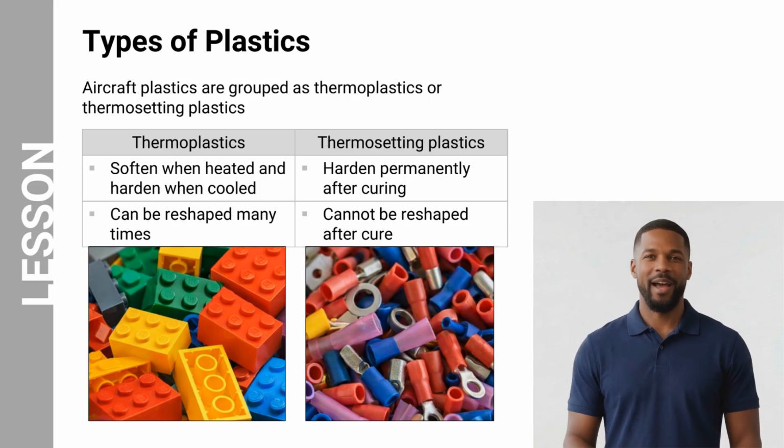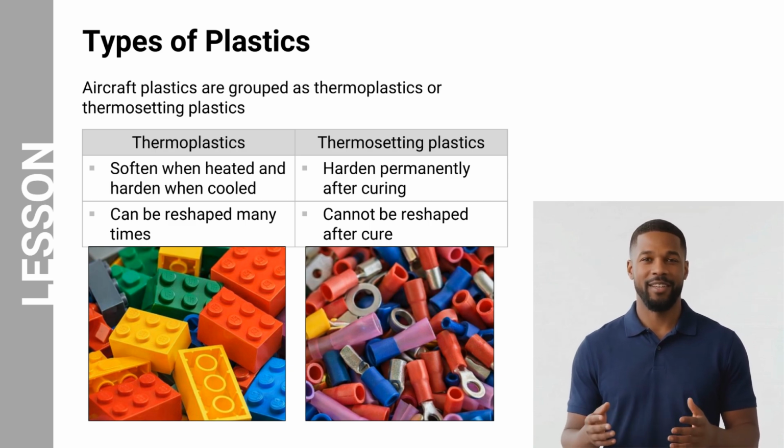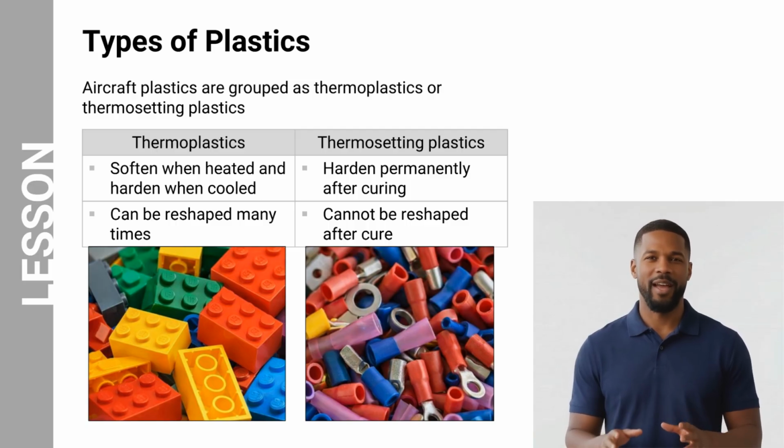To better understand plastics, we need to look at their two main types. Aircraft plastics are classified as thermoplastics and thermosetting plastics based on how they respond to heat. Thermoplastics soften when heated and harden when cooled, which allows them to be reshaped multiple times without changing their chemical structure. In contrast, thermosetting plastics undergo a chemical change during curing and become permanently hard. Once cured, they cannot be reshaped. This distinction is important for maintenance and repair because it determines how the material behaves when exposed to heat.